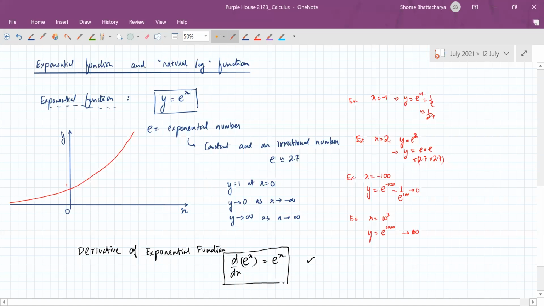So this is a formula we will be using. This is the formula of differentiation, right? Just like we've seen the formula of differentiation of x to the power n, or differentiation of sine x, cos x, etc. So we are now coming to the end of the series of formulae. The last one, after this, will be the natural log function.